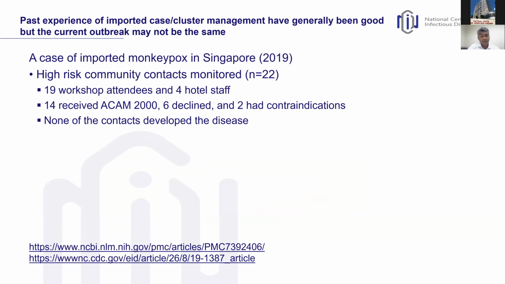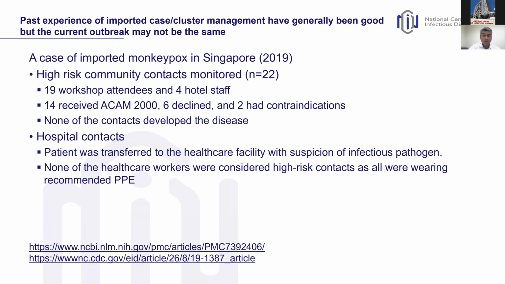We had about 22 community contacts. The index patient went to a workshop, and 19 workshop attendees and 4 hotel staff were quarantined. 14 of them agreed to ACAM2000 post-exposure prophylaxis, 6 declined, and 2 had contraindications. None of the contacts developed the disease. For hospital contacts, we were luckier, because by the time the patient was being transported to our hospital, we already knew the patient was a suspected case, so there was no unprotected exposure at that time.